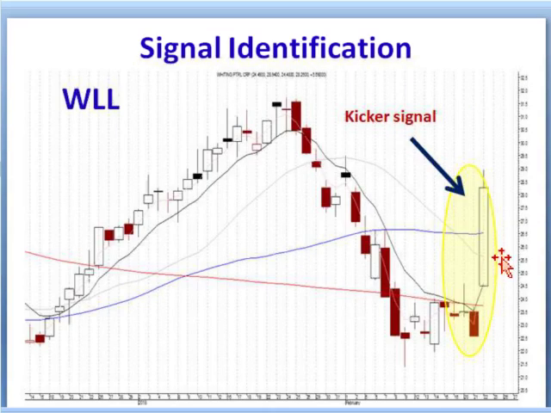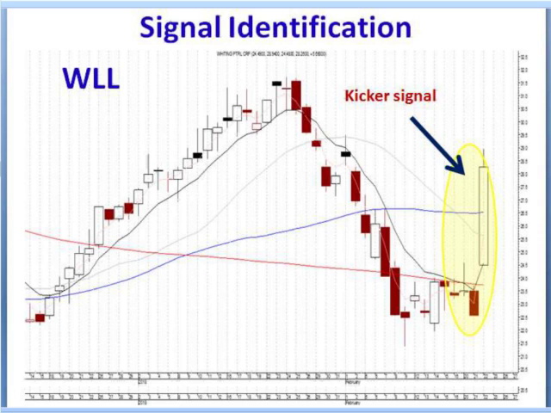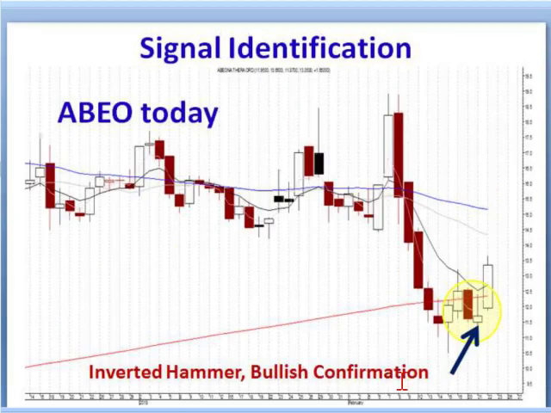Kicker signal. Out of the 12 major signals, the kicker signal is usually your strongest signal. It basically tells you that investor sentiment's been kicked in the opposite direction and usually going to produce a very strong and lengthy uptrend. We can search for the inverted hammer.